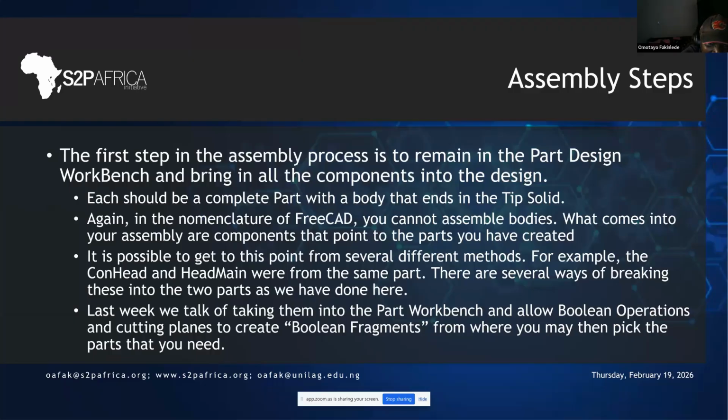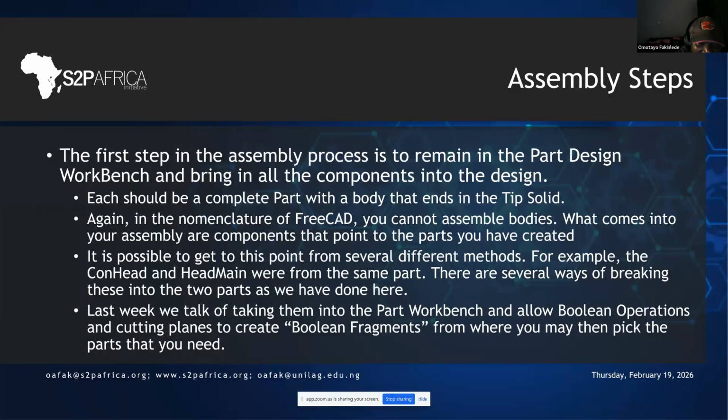Again, in the nomenclature of FreeCAD, you cannot assemble bodies. What comes into assembly are components that point to parts you have created. A component is a pointer to a part. So for a single part, you can create 5 different incarnations of the part, and there are 5 different components that you can bring. For instance, you will see that in this particular example, we are going to bring 2 copies of the pin into the assembly. Those 2 copies are components, but the pin itself is a part.